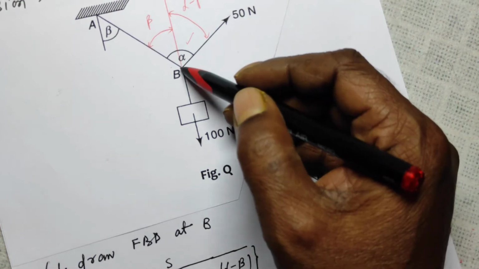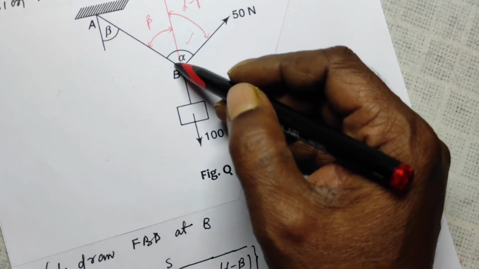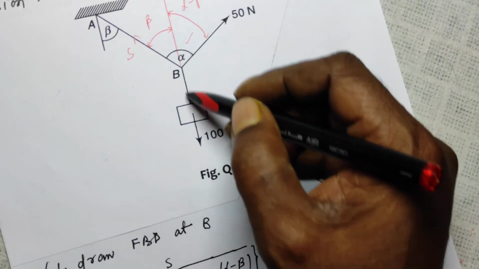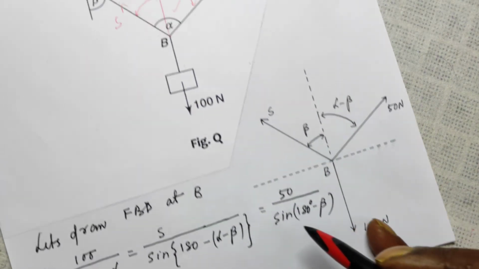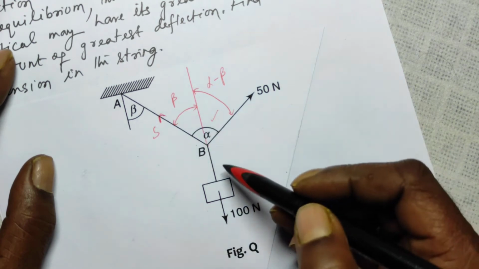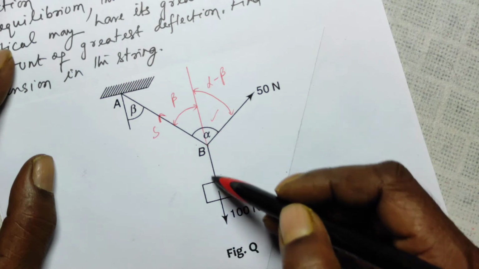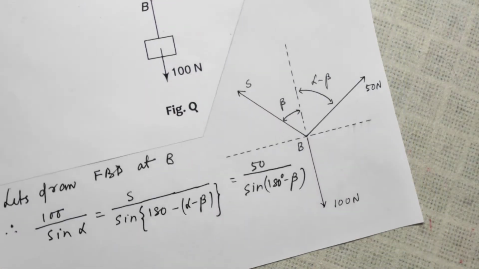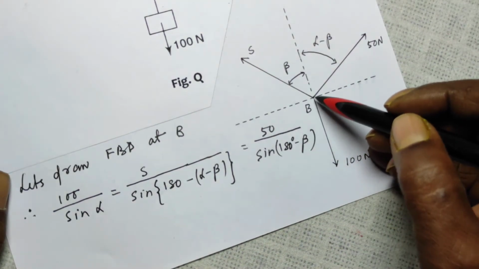The tension force, the axial force, acts away from the point B, let it be S. And the weight 100 Newton at the point of concurrence B. I have drawn the free body. This is the direction of the tension S in the AB part of the string. This is the 100 Newton hanging down. This is the applied 50 Newton force. So I have drawn the free body diagram at point B.